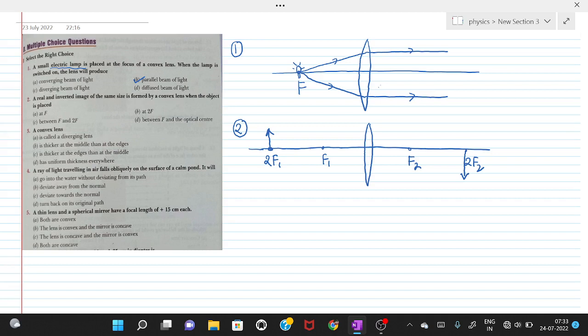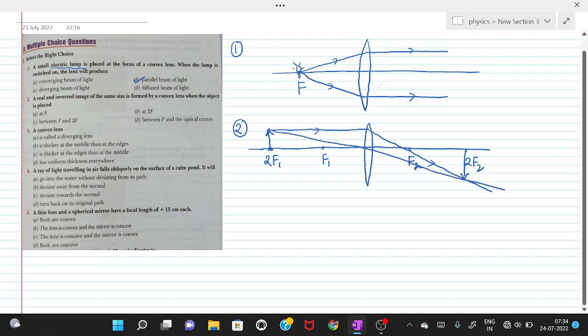And what kind of image do we get here? We get a real image here, and a real image is always inverted. So here it is the object AB, and its image here is A dash B dash. So what will be the answer? The object will be at 2f1. That is, from the options, the answer will be B, that is at 2f.